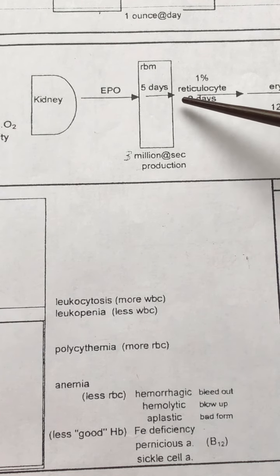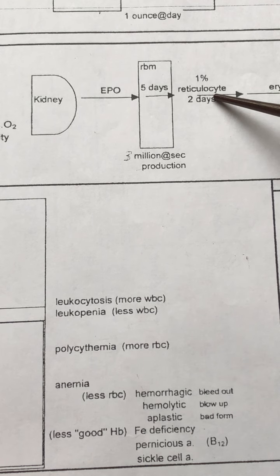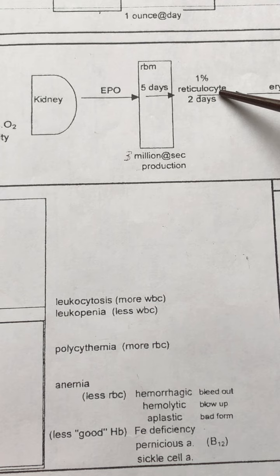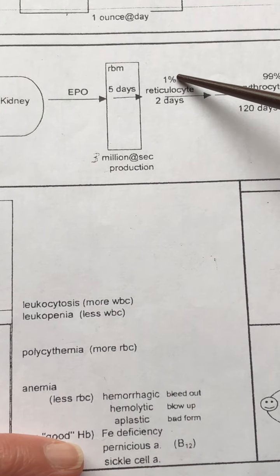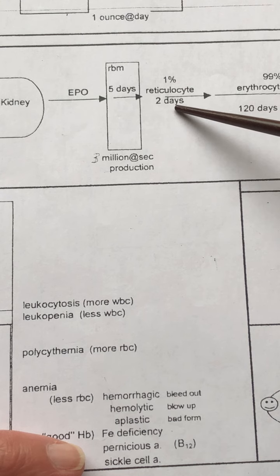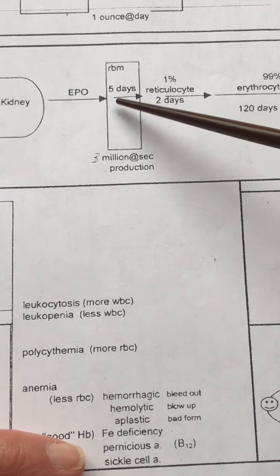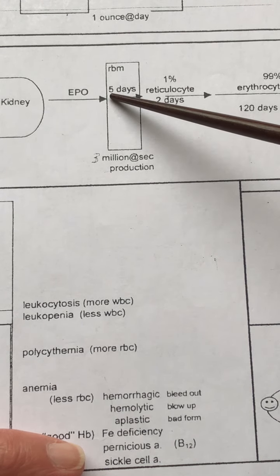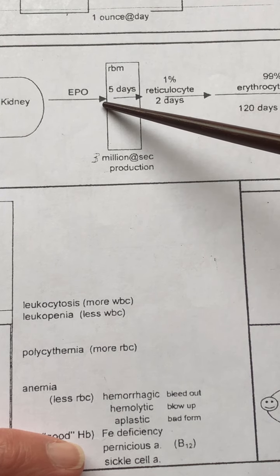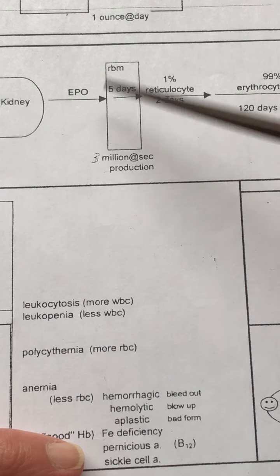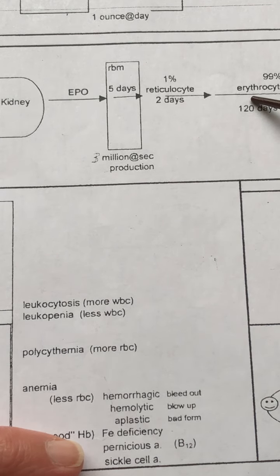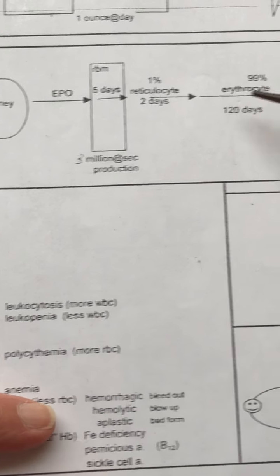Once the erythrocyte is released into the circulating blood, it's not fully mature yet, so it's called a reticulocyte. They normally represent about 1% of all the circulating red blood cells, and for them to mature takes about 2 days. So you can just think about a week, 5 days, 2 days, 7 days right there from the signal being sent from the kidneys to the red bone marrow, make more red blood cells, and when you finally have mature erythrocytes in the circulating blood.